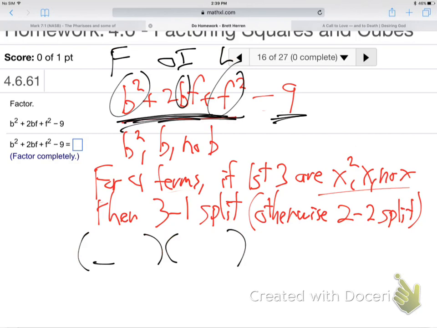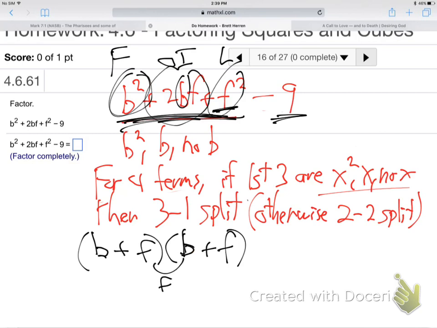Front times front to be b squared, that's b and b. Last times last to be f squared, that's f and f. Now, how do they make the middle term, which is 2bf? You do the 2 inner, it's fb. Do the other ones, it's fb. That's 2fb. That is the middle. It's right. Are you good so far? These three become factored that way by FOIL.